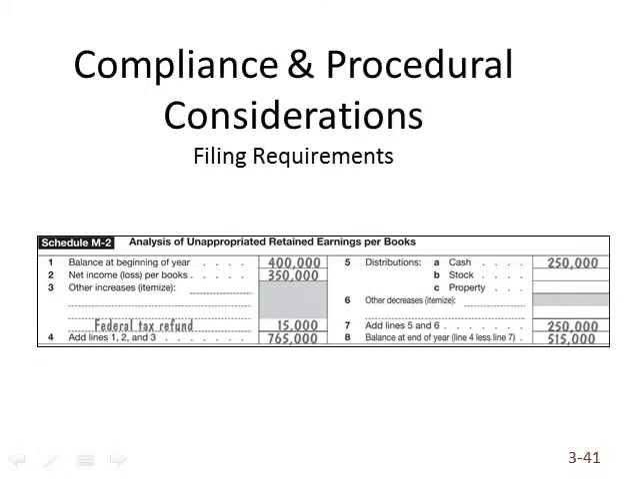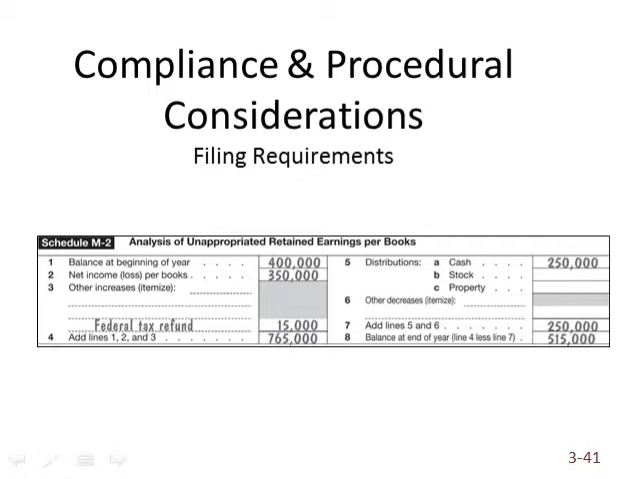And here we see the Schedule M2, which is an analysis of unappropriated retained earnings. Essentially, on line 1 we have our balance at the beginning of the year, and this schedule is right off of the 1120. We have net income or loss, which we add or deduct from our beginning balance. And then we have our federal tax refund in this case, which gives us a $765,000 end of year retained earnings.